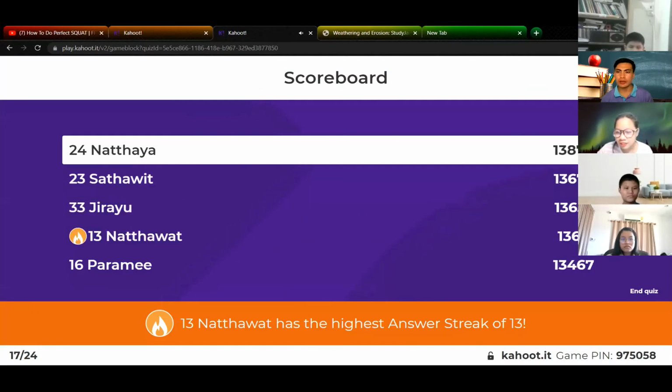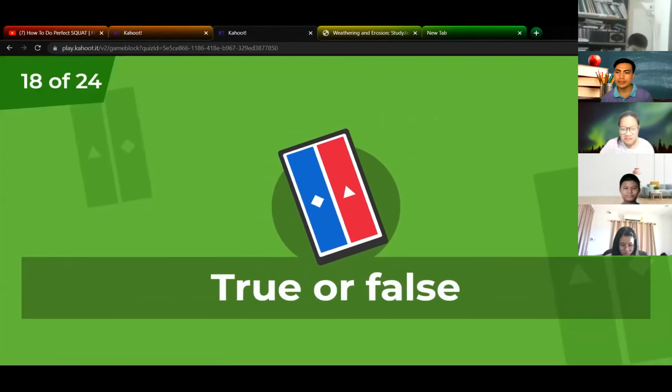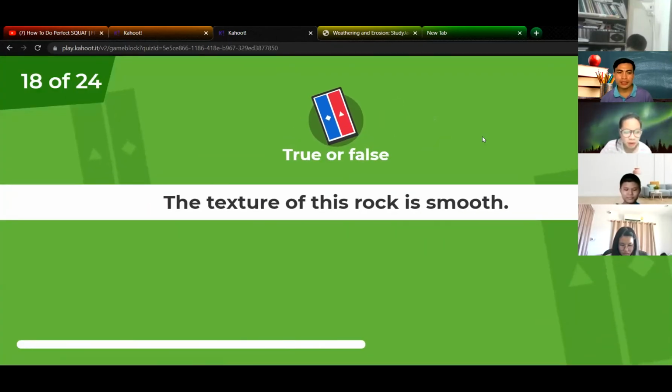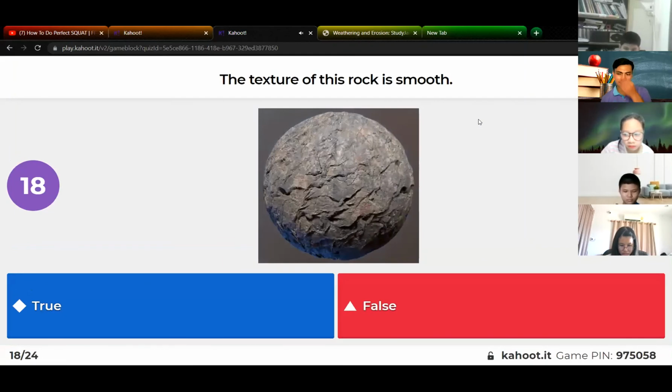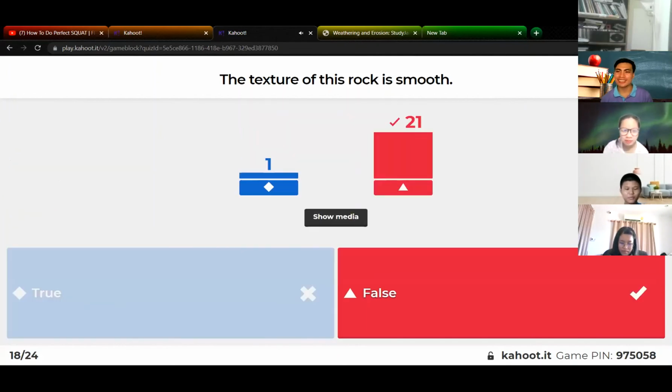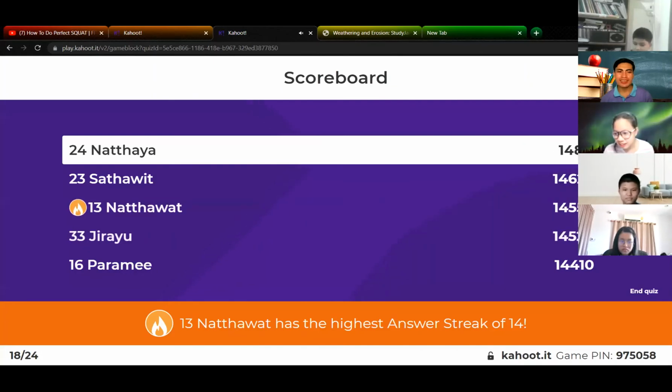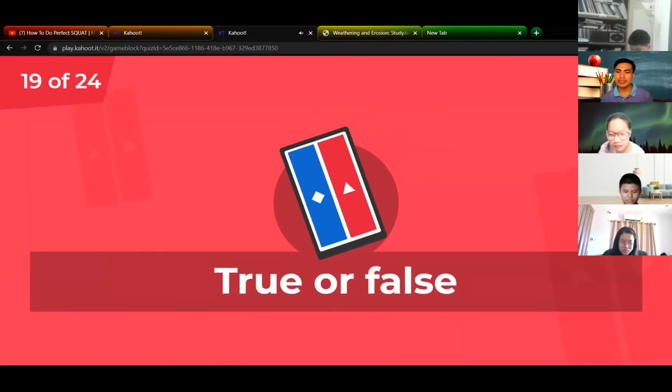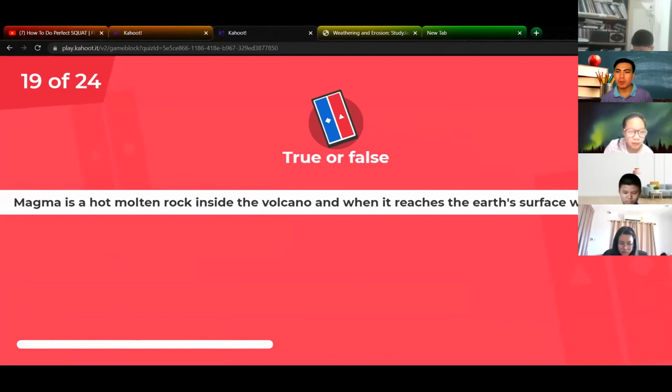So still the winner, the champion, still is Nataya with how much is the score? 13,000. Maybe Satawit will be able to regain the lead. What is this? The texture of this rock is smooth. Yeah, it is smooth, right? True or false? The texture of this rock is... yeah. Good job. Somebody answered true. Okay, oh, Natawat, see? Natawat is trying to be the champion, the number one in the whole wide universe.